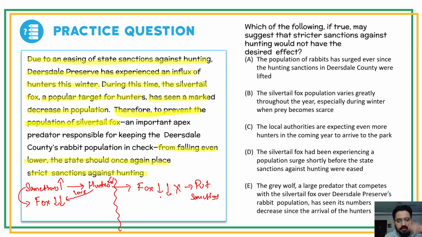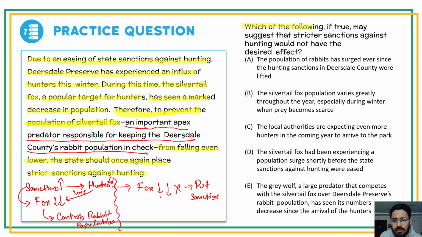Okay, now I can read what I ignored temporarily. So silver-tailed fox is an important predator responsible for keeping the Deersdale County's rabbit population in check. Okay, fine. This fox controls the rabbit population. Probably, in fact almost certainly, by eating it, right?